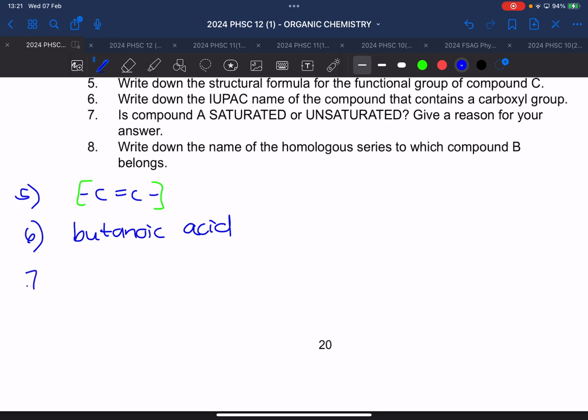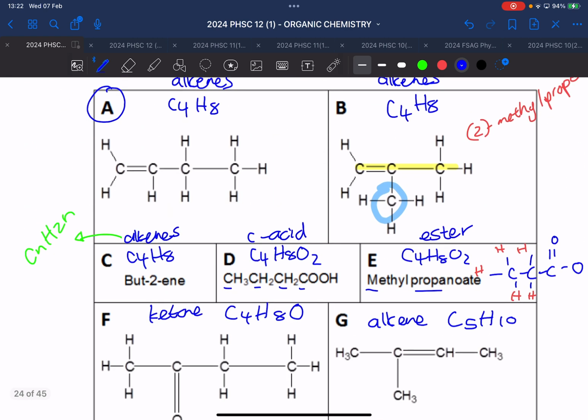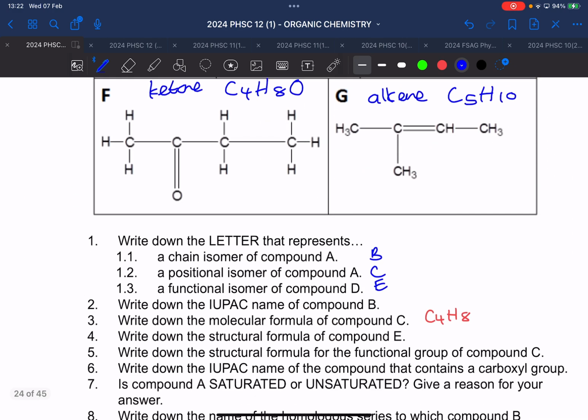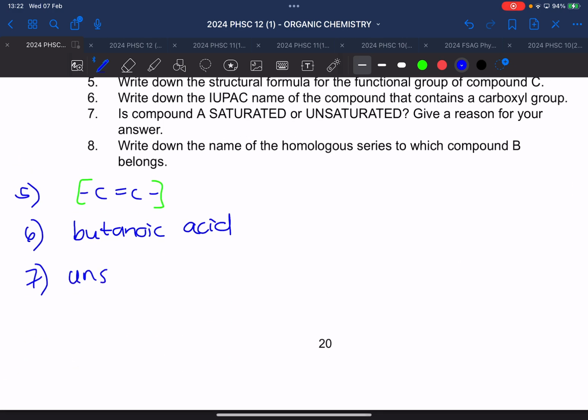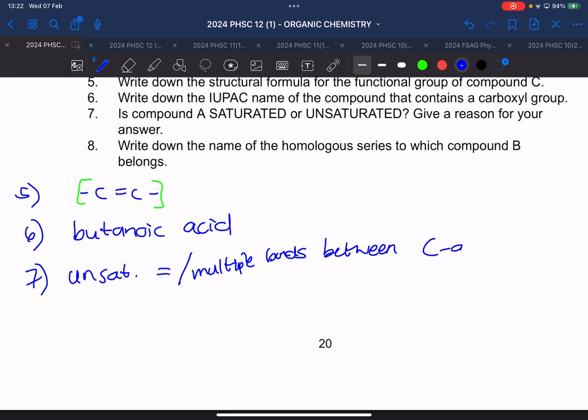Alright, question 7 they ask. Is compound A saturated or unsaturated? Give a reason for your answer. Unsaturated, why? Yes, good. So it is unsaturated because it has, you could have said double, or you could have said multiple bonds. Don't just stop there. Between carbon atoms, or you could have said between 2 carbon atoms.